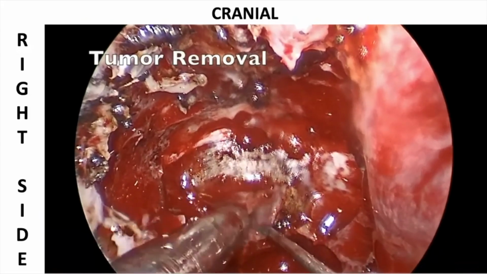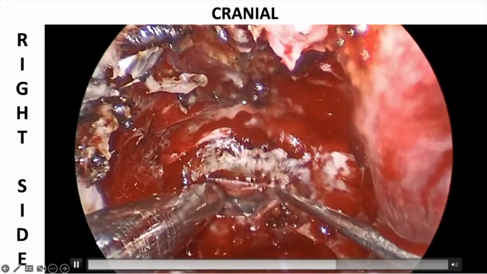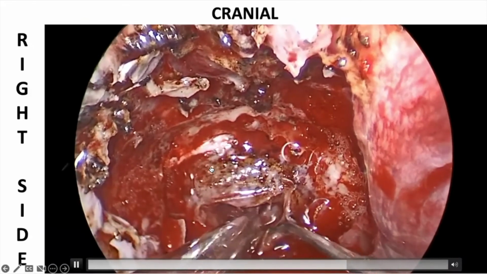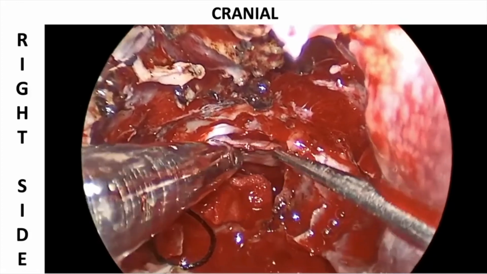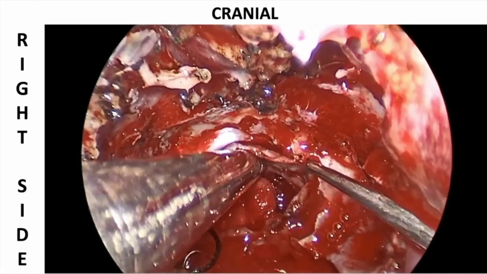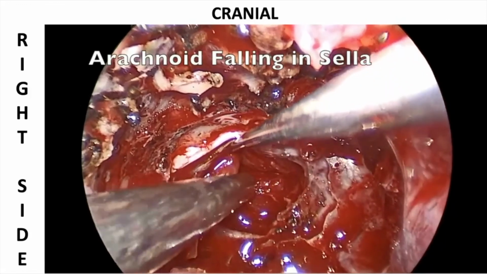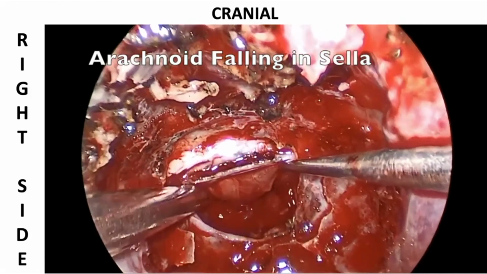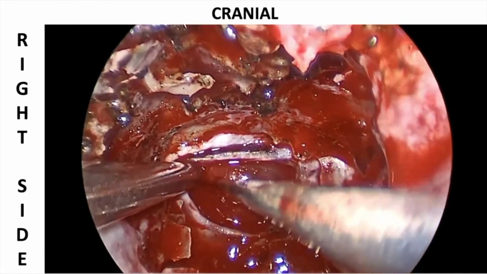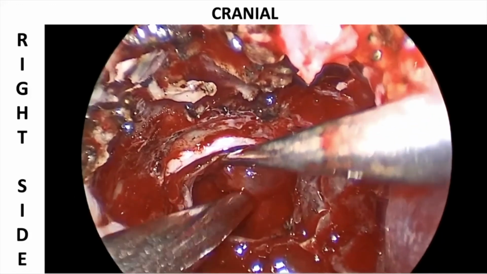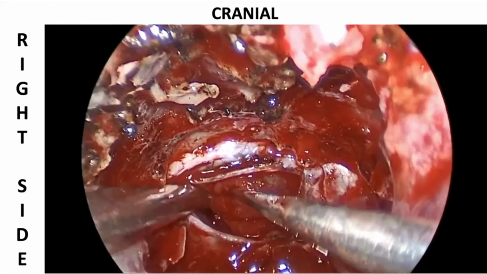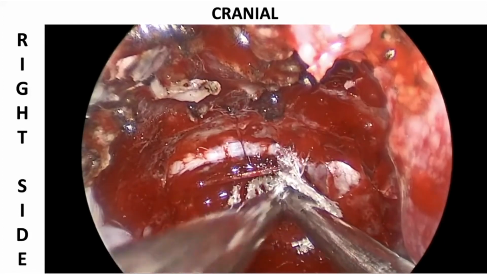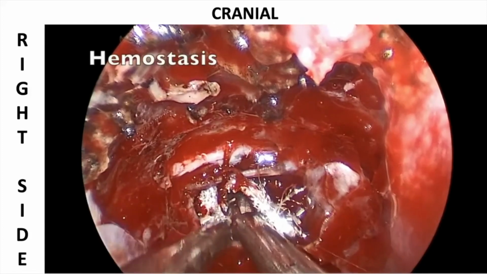The superior portion of the dura is left intact so that it prevents premature descent of the arachnoid. First, the posterior portion of the tumor, and then the lateral portion of the tumor is removed using bimanual technique. And now you can see that after tumor excision from all around, the arachnoid is descending, and there is some pinkish normal gland seen over the arachnoid.